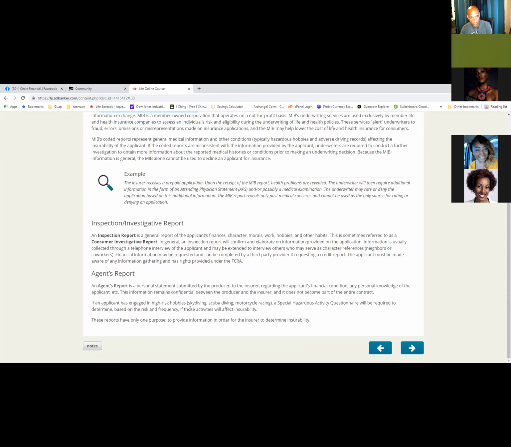And then the agent's report is a statement stating that what we're saying is true about the person. And we'll state, is there anything that we know that would make this person unfit? Like, do we know that they're actually a skydiver and they jump out of a plane 5 times a day? They want to know information like that.